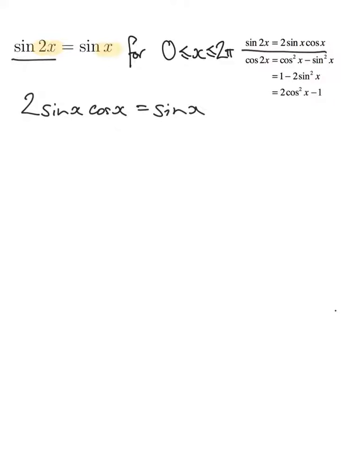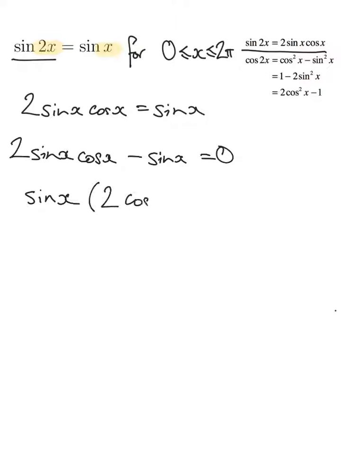In order to solve this, the process that we have to follow is to move the sin x on the right-hand side over to the left-hand side. So we'll subtract that from both sides. That gives us 2 sin x cos x minus sin x is equal to 0. And then the process we need to follow is to factorize. Sin x is a common factor, so I can pull that out, and that'll leave me with 2 cos x minus 1 in the brackets, and that's equal to 0.